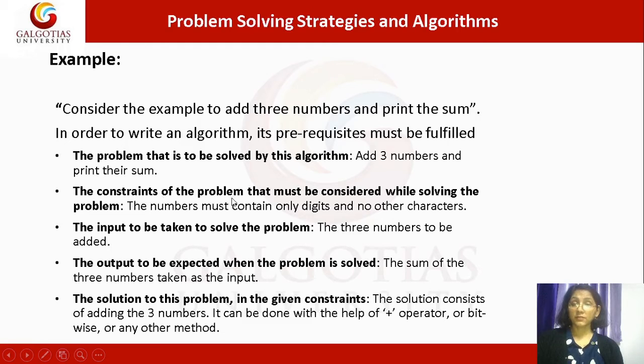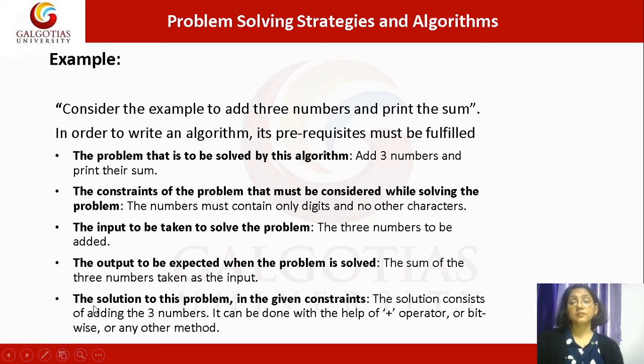Second is the constraints of the problem that must be considered while solving the problem. Here the constraint is you can have only digits for these three numbers. Except digits, you cannot have any character. The third prerequisite here is the input to be taken to solve the problem. Here the input that we'll be considering is the numbers which are added. The fourth prerequisite is the output to be expected when the problem is solved. The sum of the three numbers taken as input, and sum is the output which is expected from this problem.